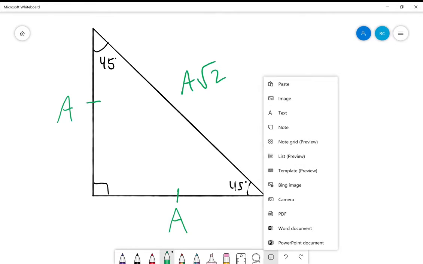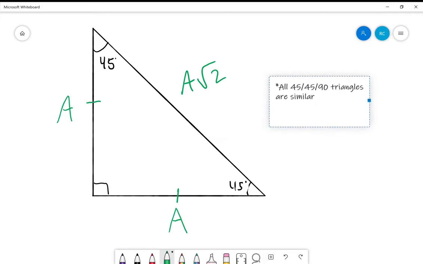So a few things that we've learned here. We learned that all 45, 45, 90 triangles are similar. They all have the same proportions. This is super useful because it means that we can now apply what we know to any 45, 45, 90 degree triangle in the world, and we'll do that in a moment.